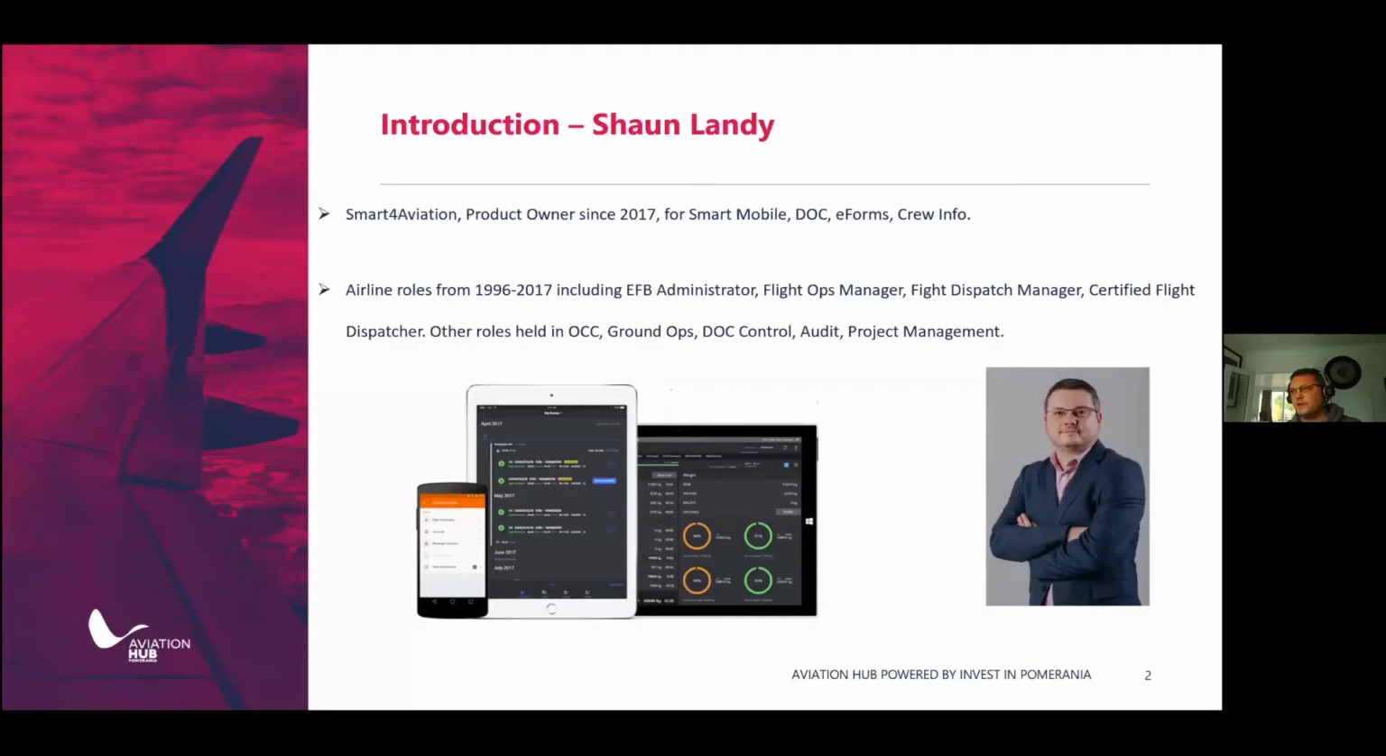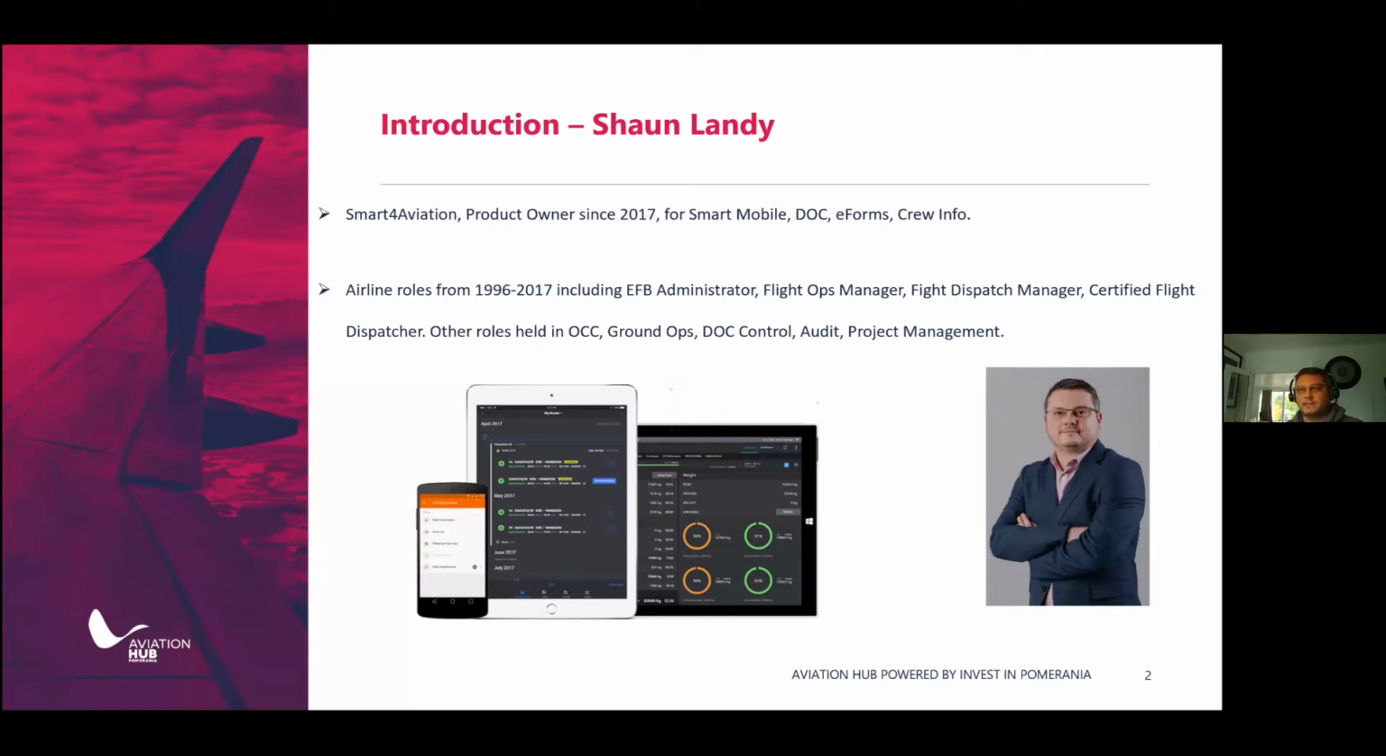I joined Smart for Aviation in 2017. I started my career with a company called Air Tours back in 1996 and progressed through a number of different roles that are all there on the screen, from 1996 to 2017, through a couple of airline mergers, called My Travel Airways and then later Thomas Cook UK, that unfortunately went out of business just over a year ago.